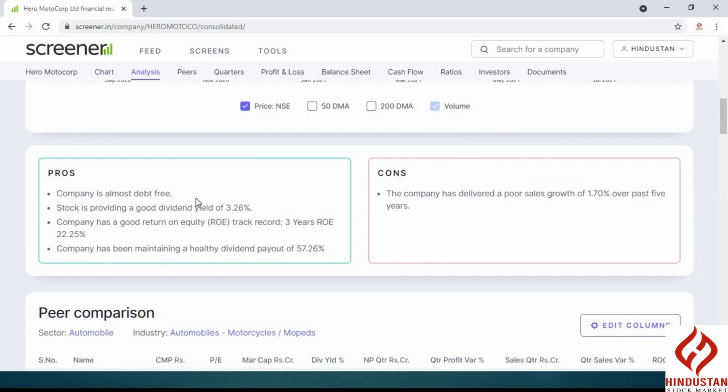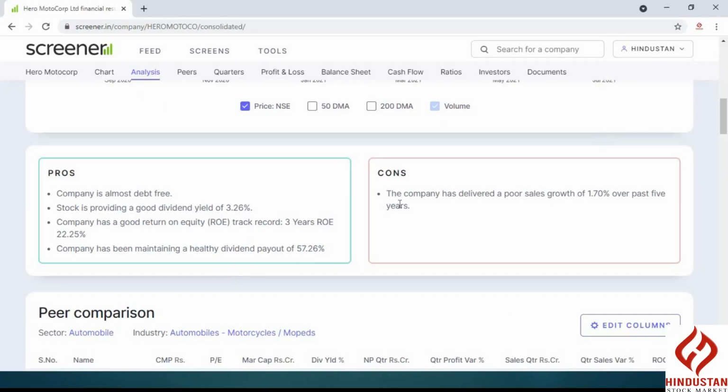See, the company is almost debt free. It's a good thing. The debt equity ratio is very low, so the company has very little debt, so it is a good thing for an investor. And the stock is providing a good dividend yield. Okay, the dividend yield ratio is good, and the company has a good return on equity track record of 3 years, that is 22.25%. It's a good thing. And the company has been maintaining a healthy dividend payout of 57.26%, so it is also a good thing for an investor.